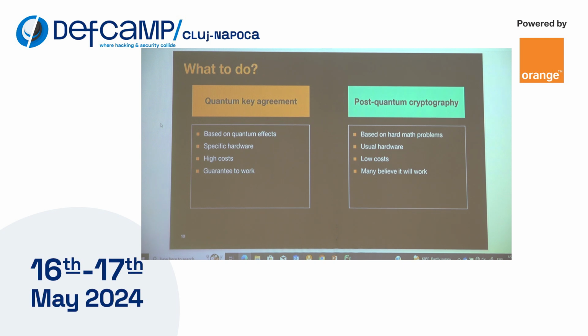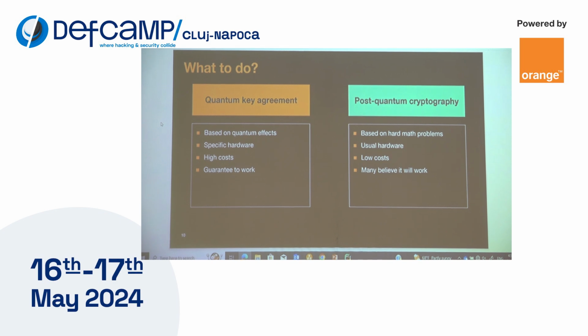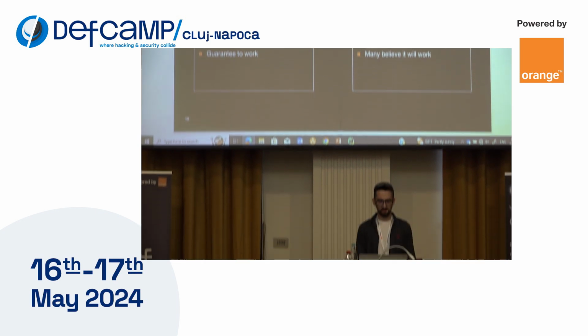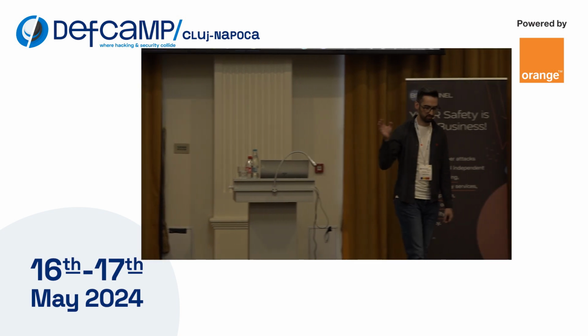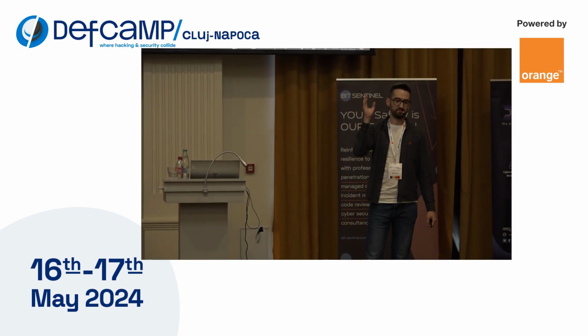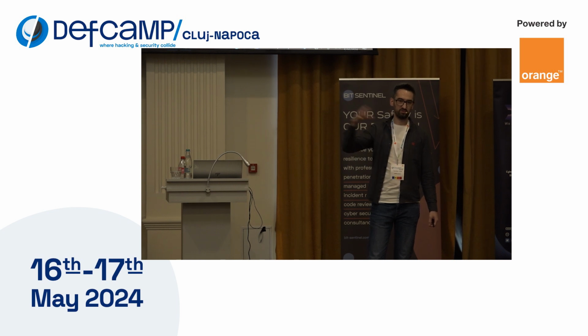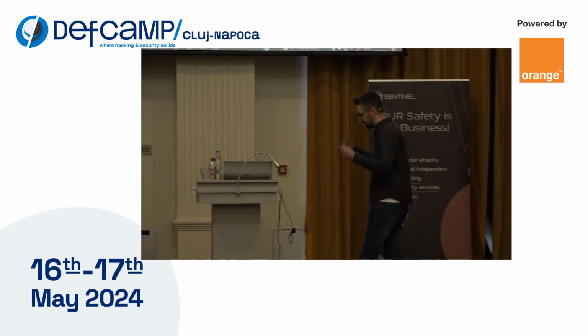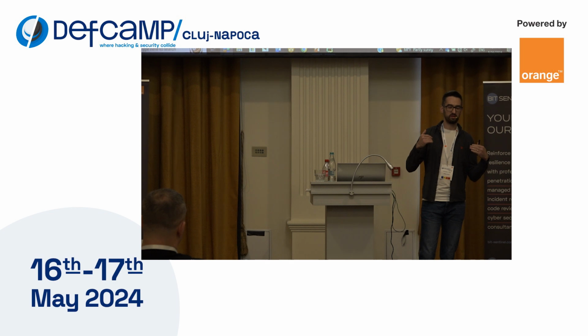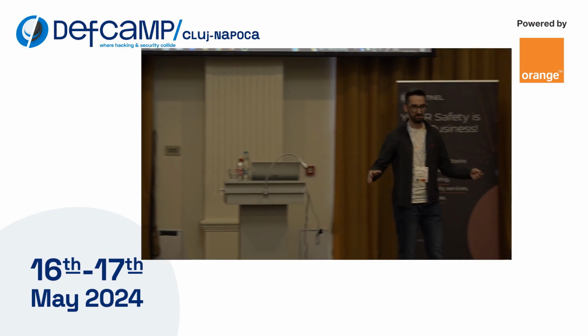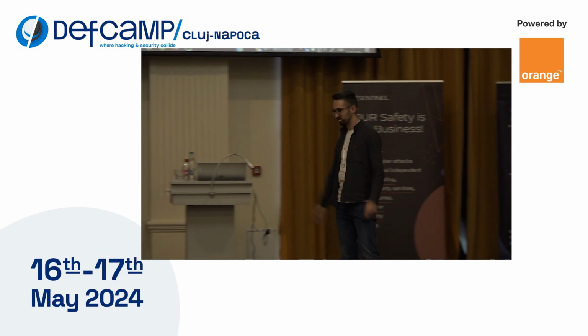On the other hand, we see a different set of solutions, namely post-quantum cryptography. These are algorithms that can be implemented on classical computers, are based on hard mathematical problems like Diffie-Hellman and RSA. Like I said, it runs on usual hardware, low cost. Here, I'm not talking about the cost of transferring the actual TLS that we use today into a TLS that uses post-quantum cryptography. I'm not referring to those costs, but obviously those costs are smaller than the cost of changing the entire internet infrastructure into one that uses quantum key agreement protocols.